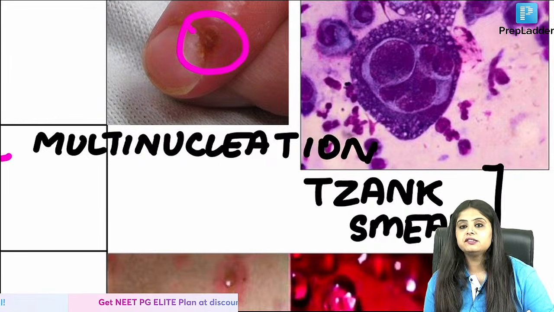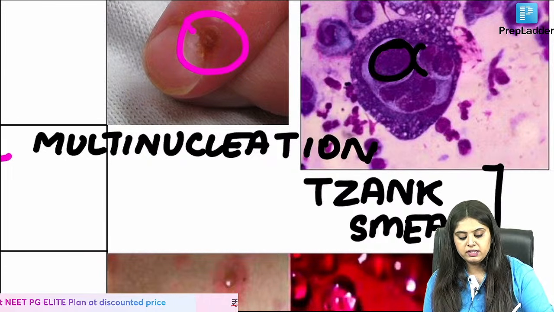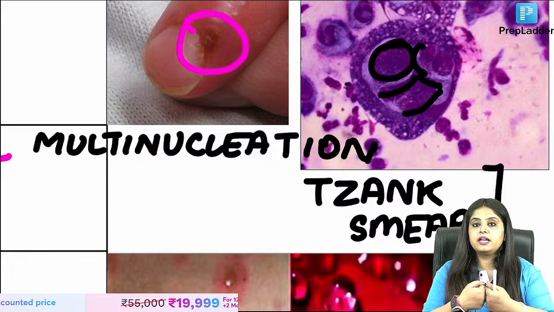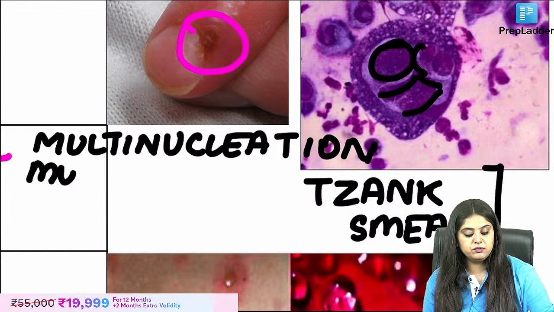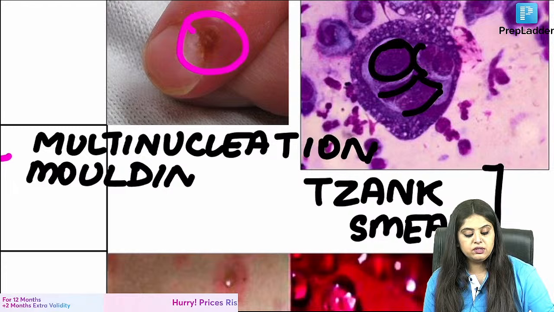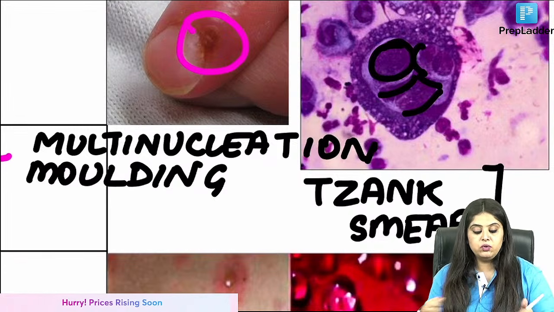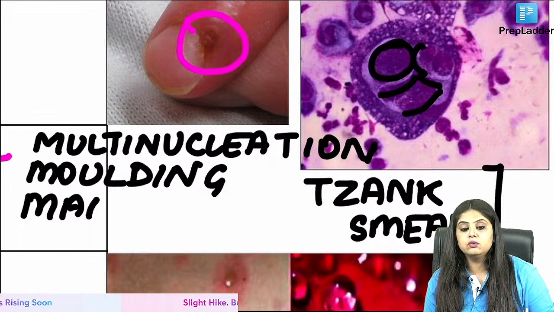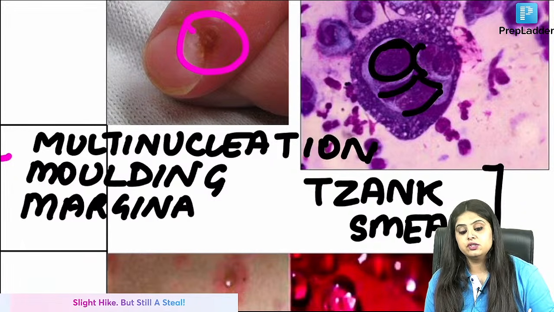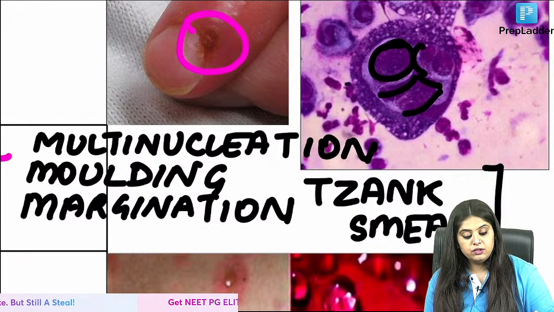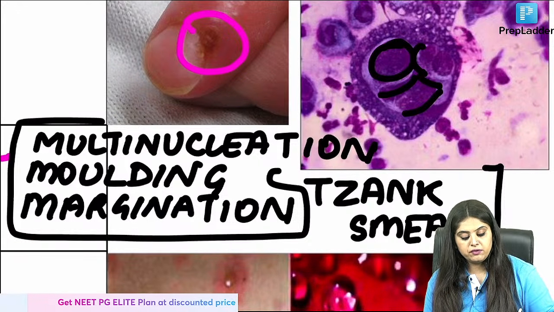Next, do you see cells which are separate, or they're trying to fit into each other, like they're trying to take each other's shape? That is known as molding. So the next thing that I noticed, the nuclei are taking their shape, molding. And another feature that you see in the nuclei is known as margination. So when you see the 3 M's, you know you are dealing with a case of herpes.